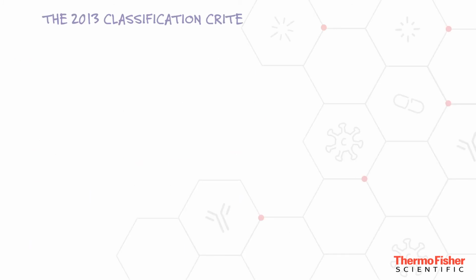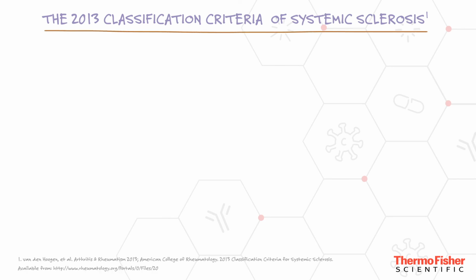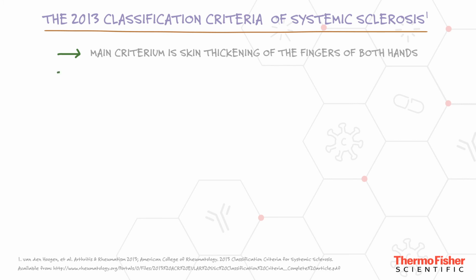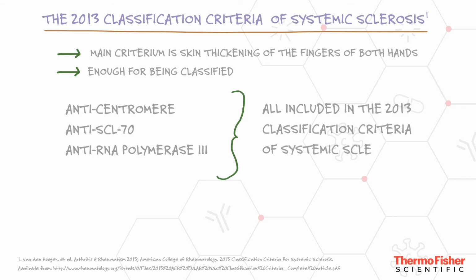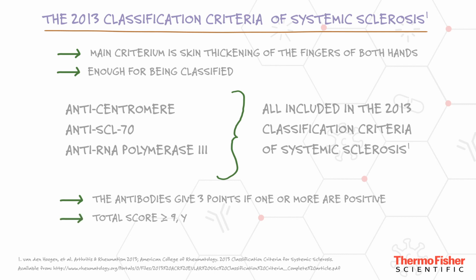In 2013, a set of new classification criteria was published by the American College of Rheumatology and the European League Against Rheumatism Collaborative Initiative. The main criterion is skin thickening of the fingers of both hands, which is enough for being classified. If that is not present, 7 additional items apply, where the antibodies against centromere, SCL70 and RNA polymerase III are all included. If one or more of the antibodies are positive, then 3 points are given. If you have a total score of 9 or more, you are classified as having systemic sclerosis.